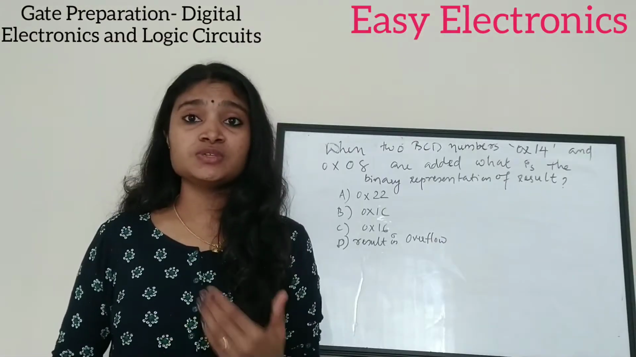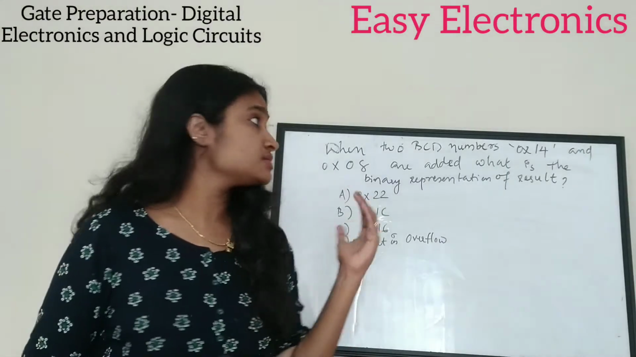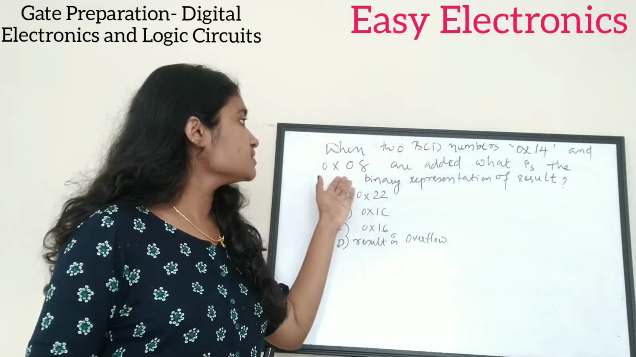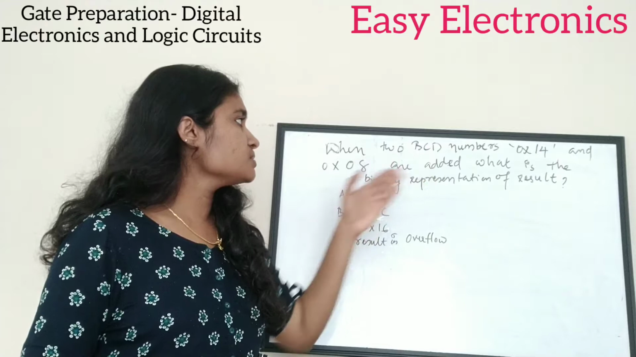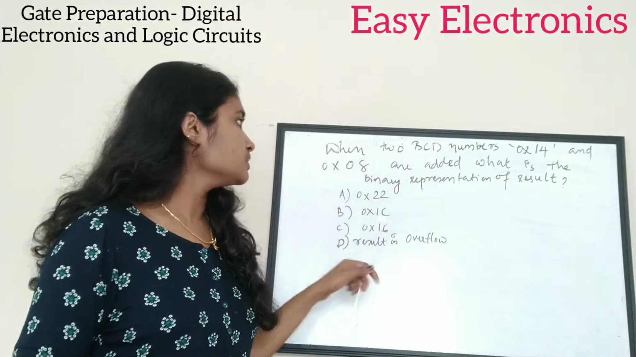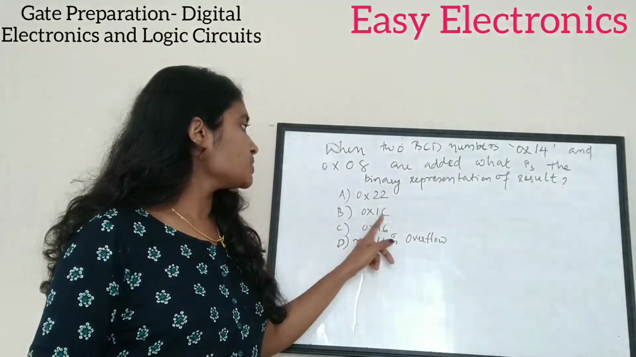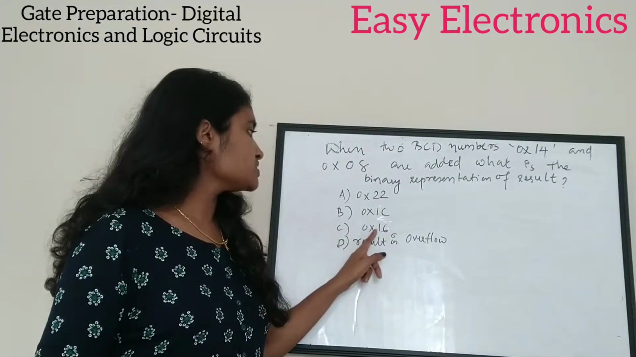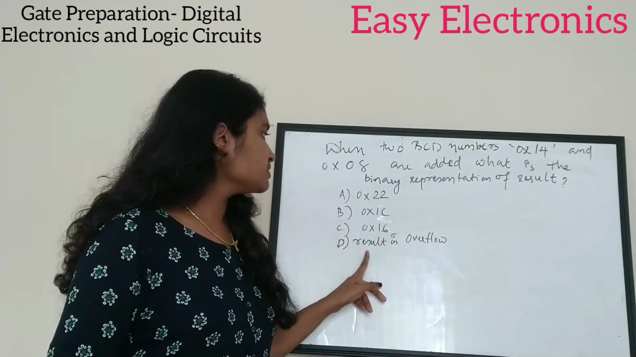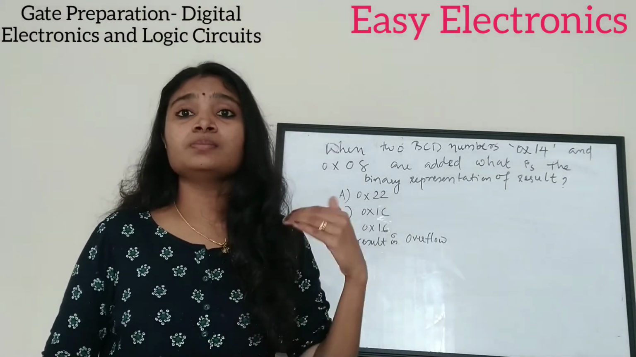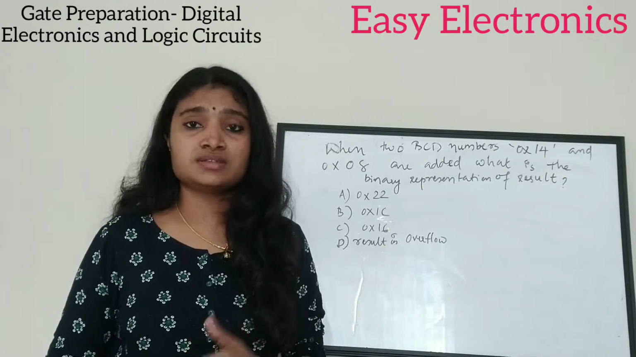The last question which we are going to discuss today is this. When two BCD numbers 0x14 and 0x08 are added, what is the binary representation of the result? Option A 0x22, option B 0x1c, option C 0x16, and option D result in overflow. So let's do the BCD addition and see what is the result.